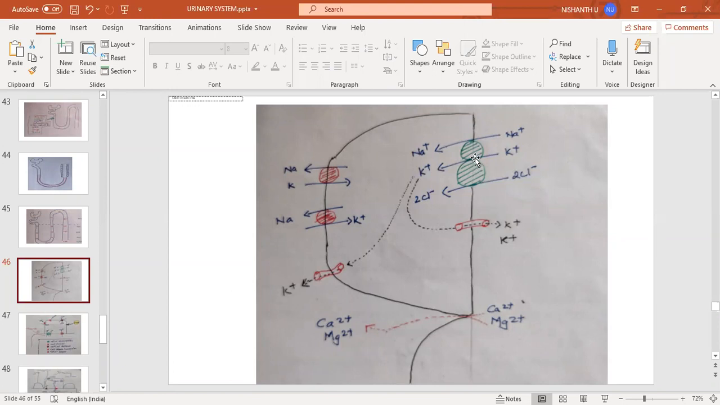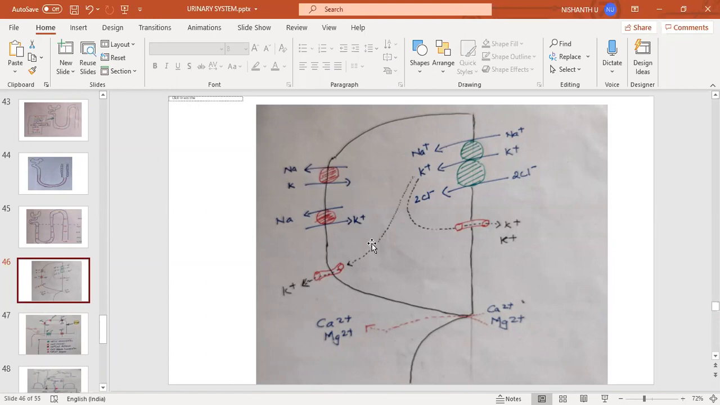Why it is important: approximately 25% of sodium will get reabsorbed in this particular area. Remember, we already discussed that in the proximal convoluted tubule, 65% of sodium and water will get reabsorbed. Here, approximately 25% of sodium will get reabsorbed, along with potassium and chloride. Fine. Now the sodium will get reabsorbed, that means it will move out of the cell into the blood vessel, and then potassium is coming inside.